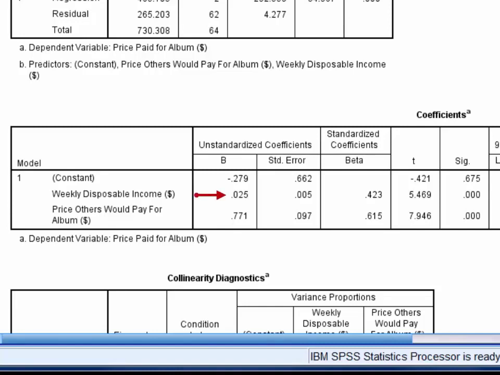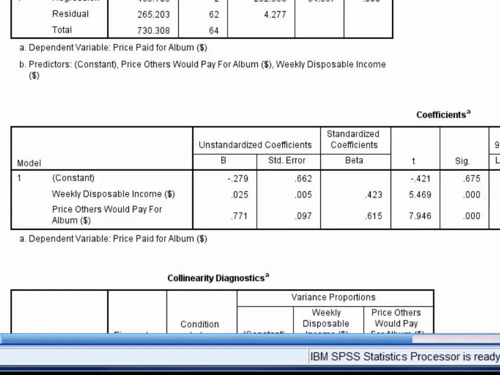The partial unstandardized regression coefficient, or B, for disposable income is 0.025. For each unit or dollar increase in weekly disposable income, we would predict a corresponding $0.025 or 2.5 cent increase in the price a customer is willing to pay for the album after controlling for or holding constant the other predictors in the model. Now, the corresponding t-test tells us that this regression coefficient departs significantly from 0. So in other words, weekly disposable income is a significant predictor.